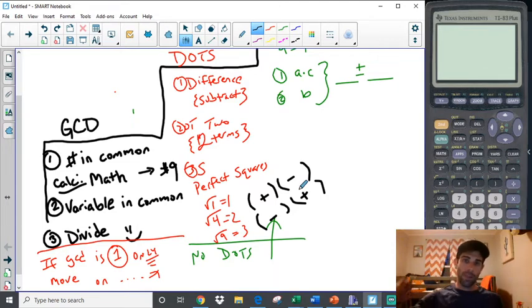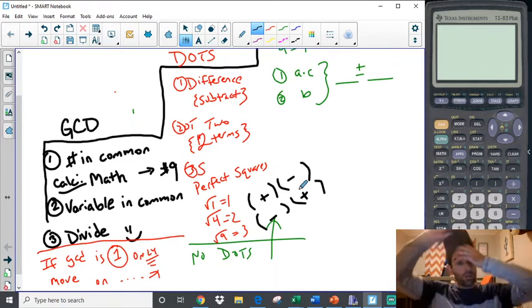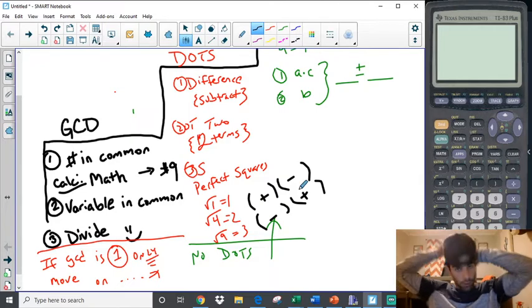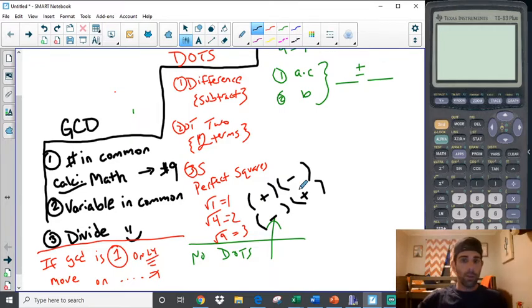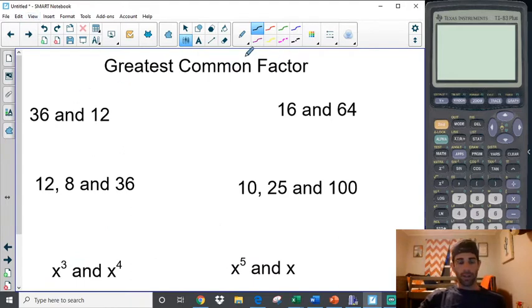Now again, what I kept saying before, why I love factoring, is that if you follow these steps 100%, you're going to get somewhere with it. So just have these steps memorized, follow these steps, and every question will be the same. All right, so let's dive right in. Okay, let's start with greatest common factor.